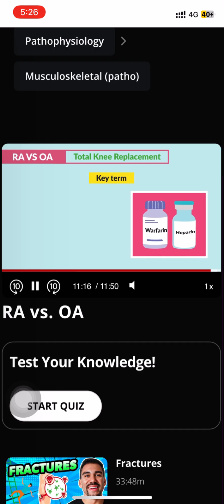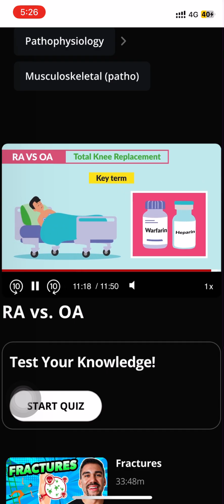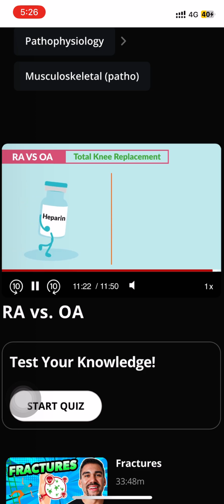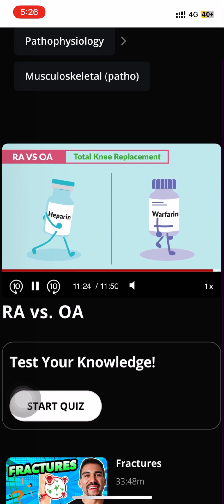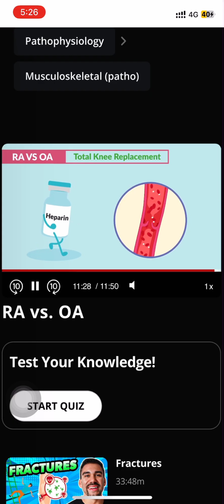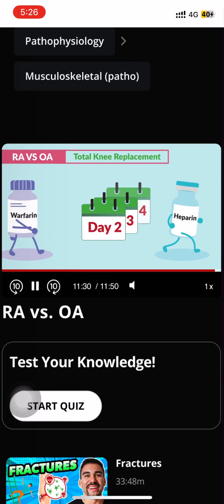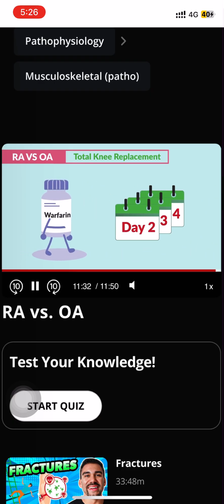Now the key term is to start the client on both at the same time inside the hospital, since heparin works in a hurry and warfarin has a weaker start. So heparin helps to thin the blood faster, as warfarin is taking a few days to catch up. But we cover more of that in our pharmacology course.